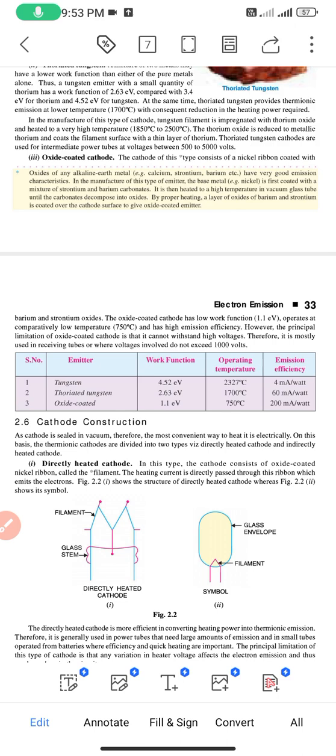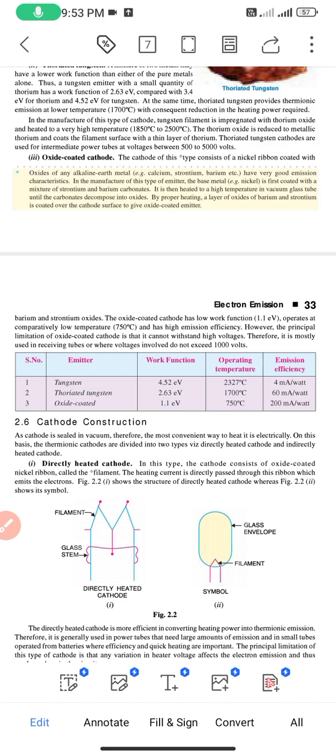In the manufacture of this type of emitter, base metal like nickel is first coated with a mixture of strontium and barium carbonates. It is then heated to a high temperature in vacuum glass tube until the carbonates decompose into oxides. By proper heating, a layer of oxides of barium and strontium is coated over the cathode surface to give oxide-coated emitter.